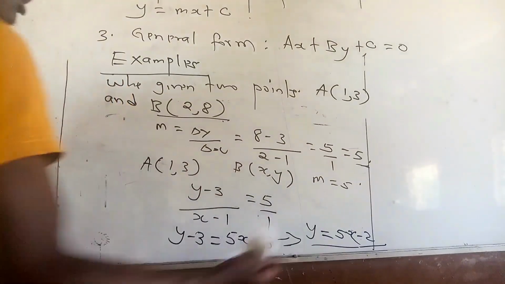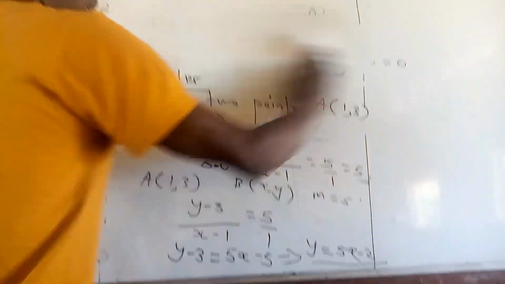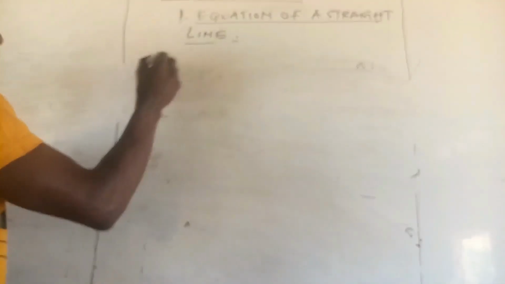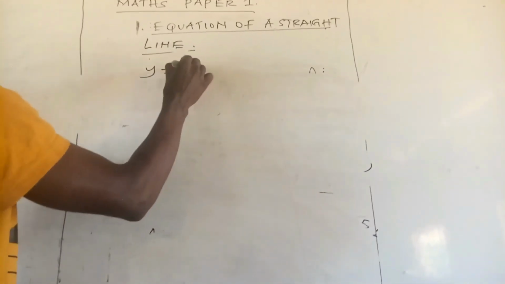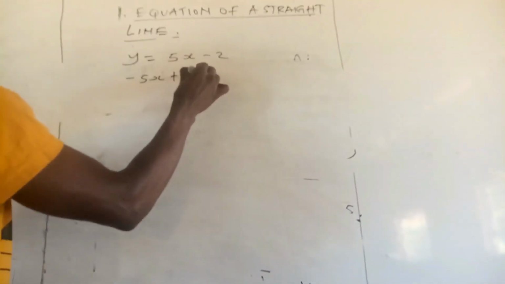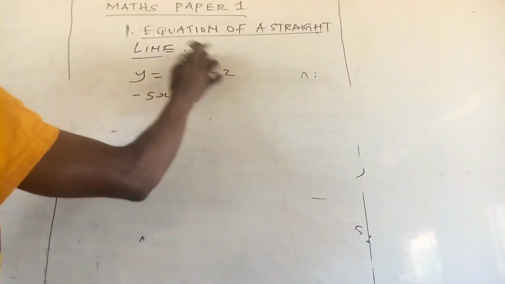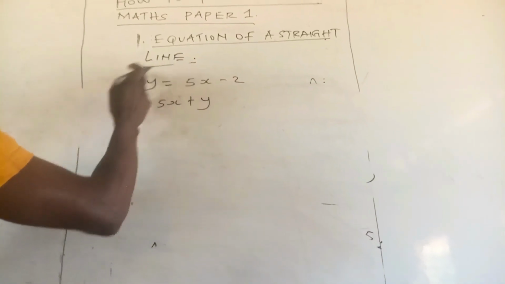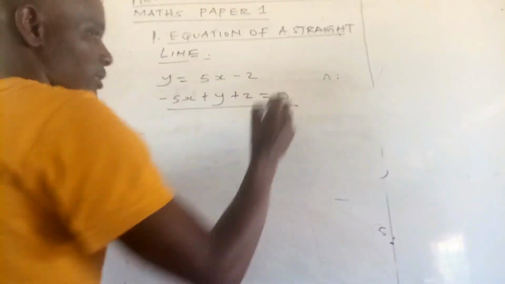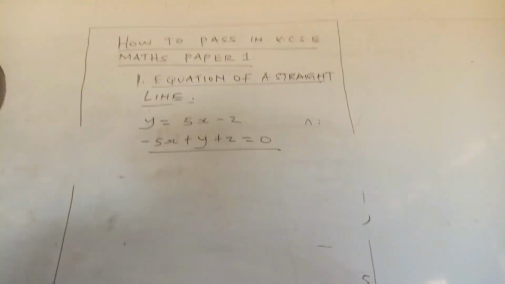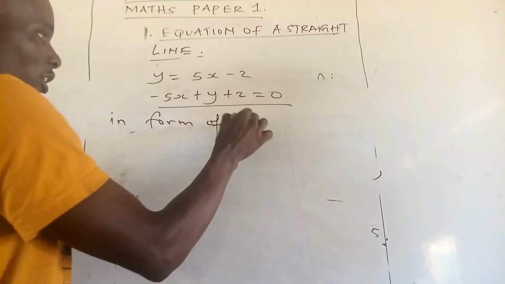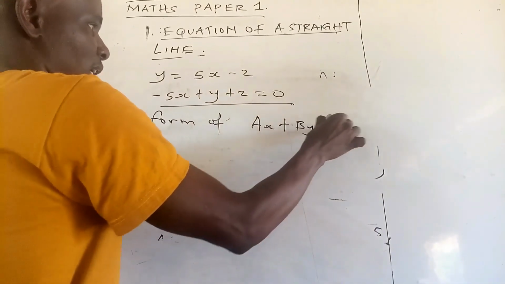Then we can as well express this equation in the general form. The equation that we have here is y is equal to 5x minus 2. So in general form, we will have negative 5x plus y equal to negative 2, but now we can bring this negative 2 to this side as well. Bringing 5x this side becomes negative 5x. Bring the negative 2 this side, we'll have plus 2, which gives us 0. And this is the general form of that equation, in the form of ax plus by plus c is equal to 0.